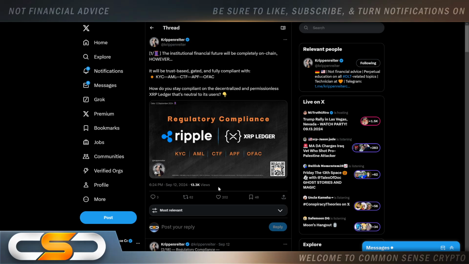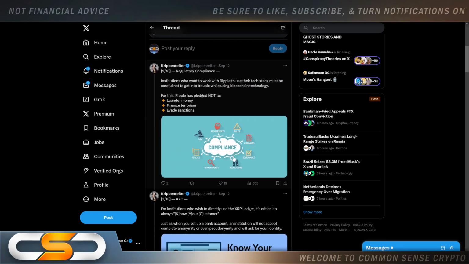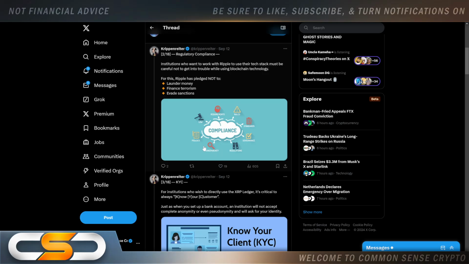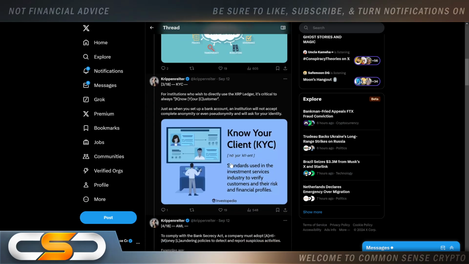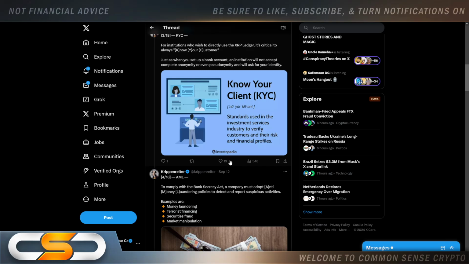Now, Ripple already has this when you're using the XRP ledger. Ripple pledged not to launder money, finance terrorism, or evade sanctions. But let's find out what these mean. So KYC: standards used in the investment services industry to verify customers and their risk and financial profiles. It's when the exchange asks you to prove your identity. That's what Know Your Customer is. We see a lot of exchanges doing that already.